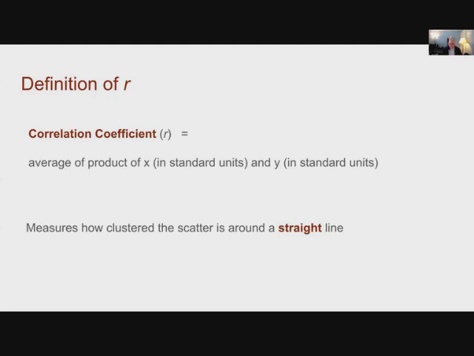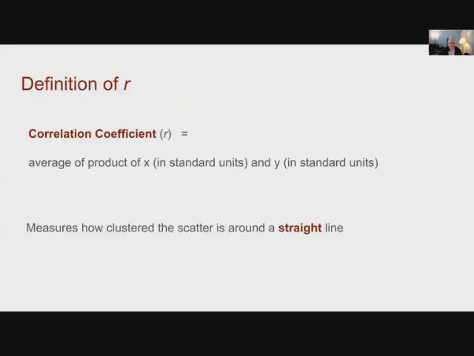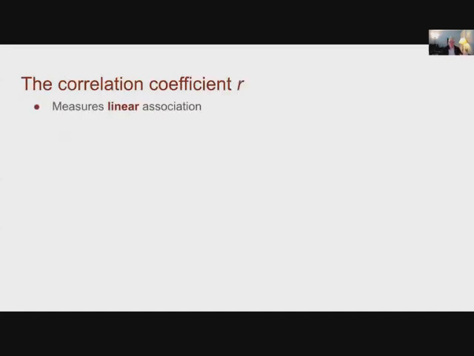I'm going to show you pictures of this that will make this very clear. Because this is a measure of how clustered our data is around a straight line, it measures the linear association between X and Y. Again, the correlation coefficient is based on standard units, and R will always fall within the range of -1 to +1.